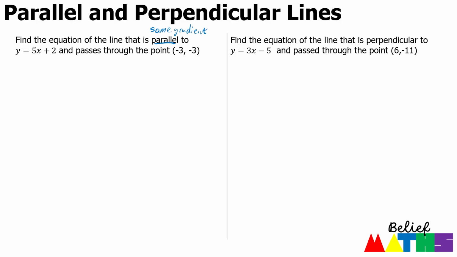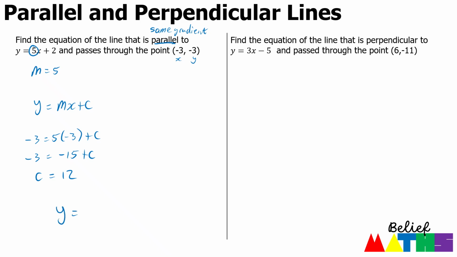So therefore, we know that m is 5 because it's given to us here. So therefore, we can then say, well, y equals mx plus c. This is my x and my y. So minus 3 is equal to 5 times minus 3 plus c. Minus 3 equals minus 15 plus c. Adding 15 to both sides, you get c equals 12. So my final equation is y equals 5x plus 12.